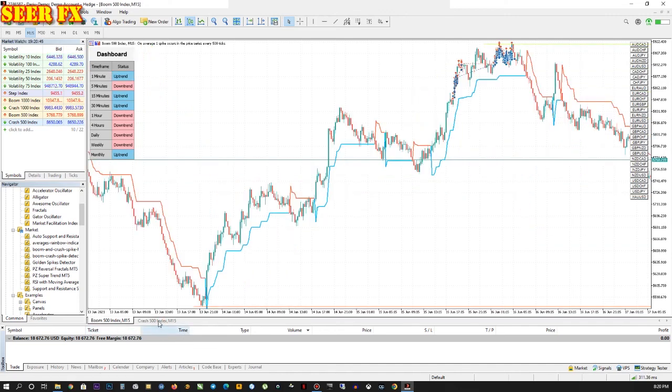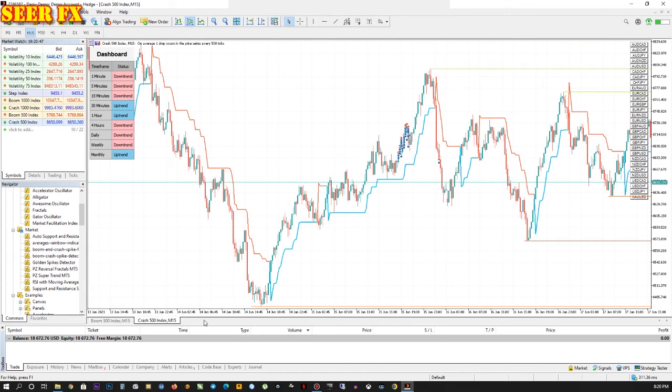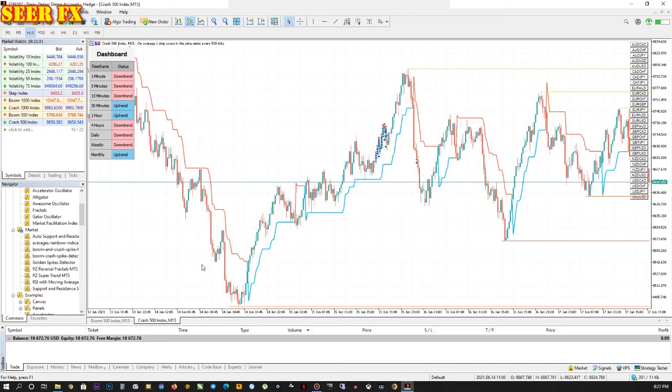Meanwhile, you can also use this strategy for volatility. You can use it for Volatility 75, 50, 25, 10. All right, you can use it for volatilities. So guys, this is where I'm going to stop this video.